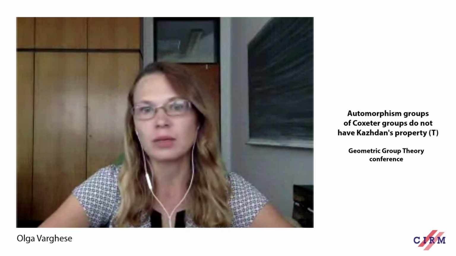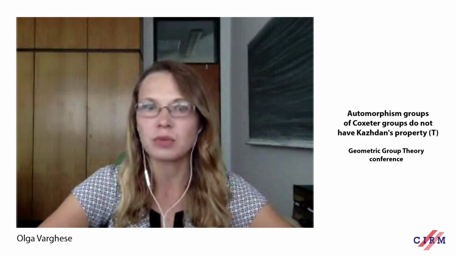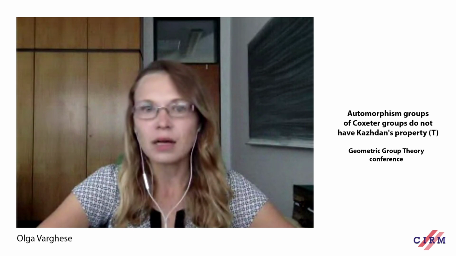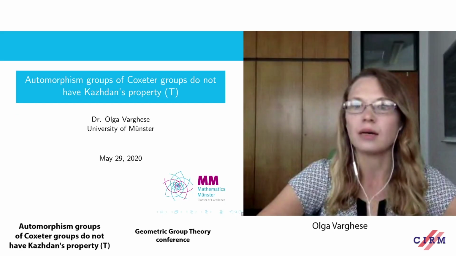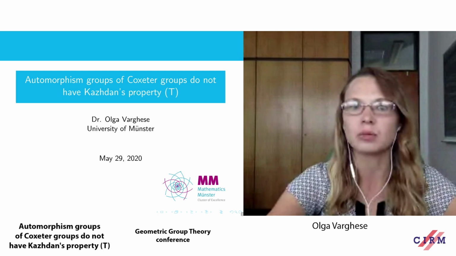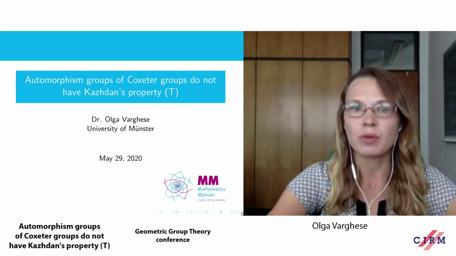So today I want to talk about Coxeter groups and Kazhdan's property T. In particular, I want to share with you some results regarding the conjecture that automorphism groups of Coxeter groups do not have property T.